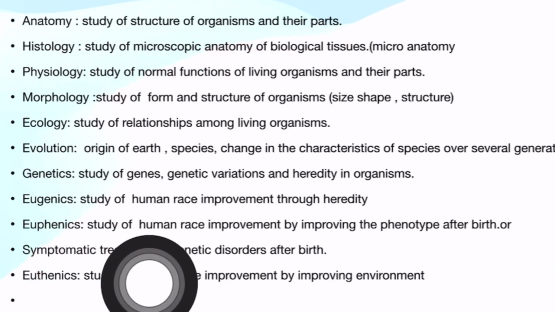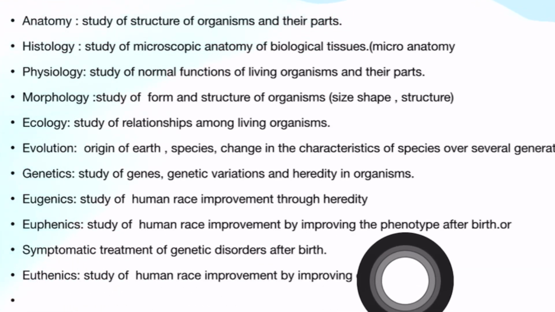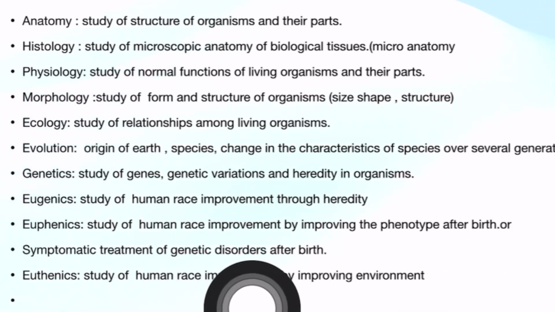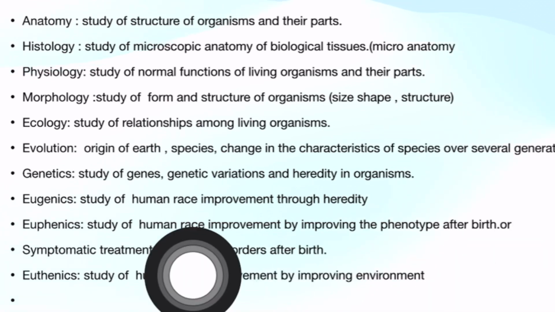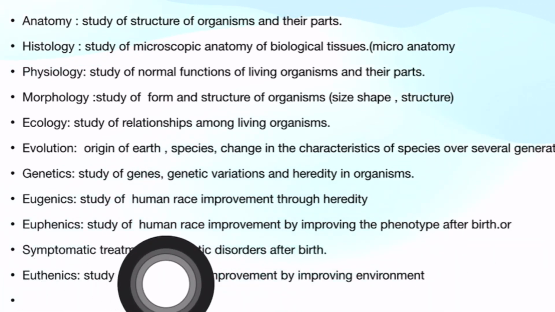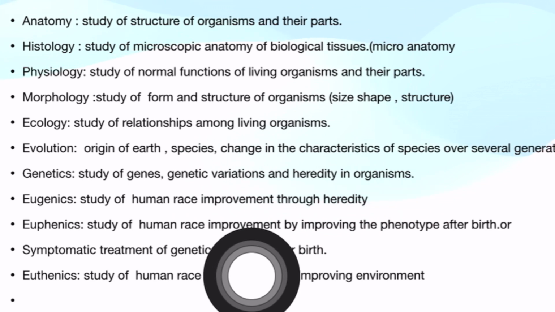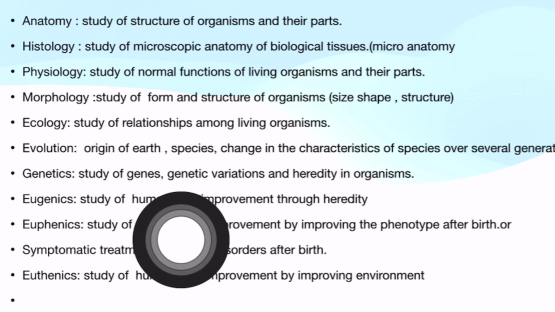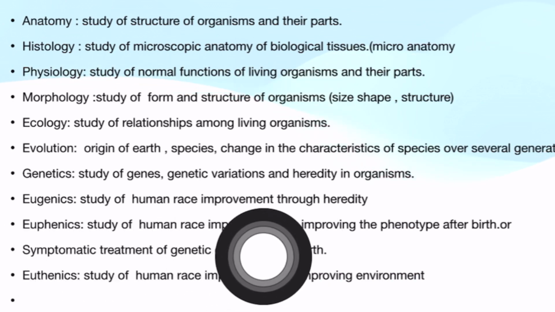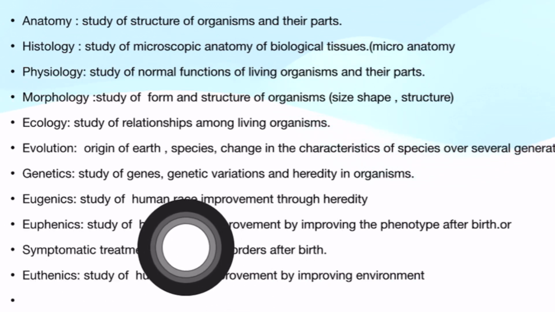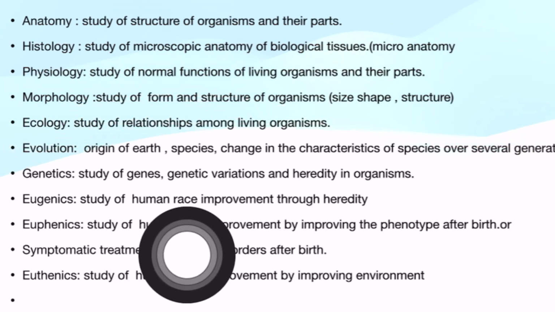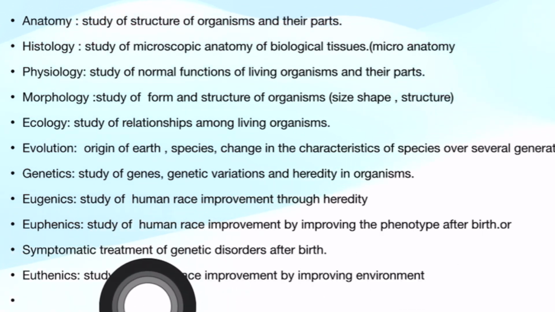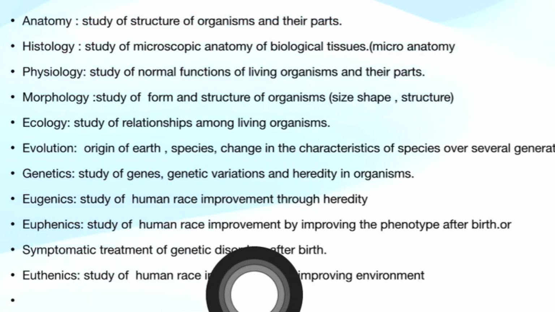Next, euphenics: the study of human race improvement by improving the phenotype after birth, or symptomatic treatment of genetic disorders after birth. Euphenics means betterment of the human race by improving the phenotype after birth, whereas eugenics means improvement of the genotype. This is the main difference.